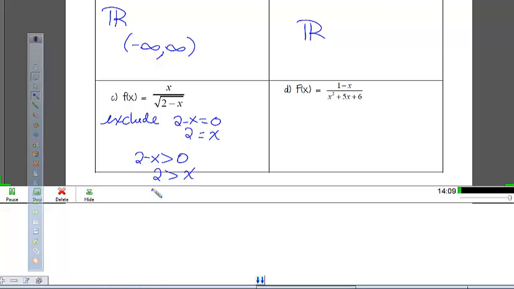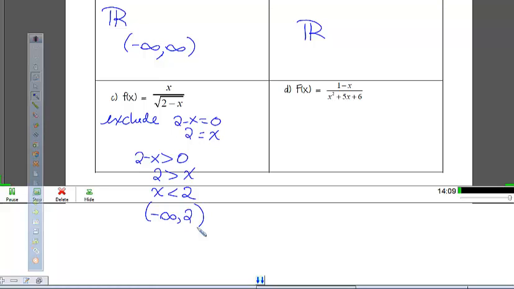Or x is less than 2. All right, so that's it. Our domain is x less than 2. The 2 is excluded. Okay, so if we write this in our interval notation, it's what? Negative infinity to 2, parenthesis. Okay, questions about that one?